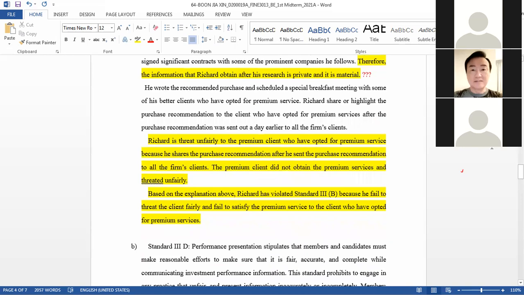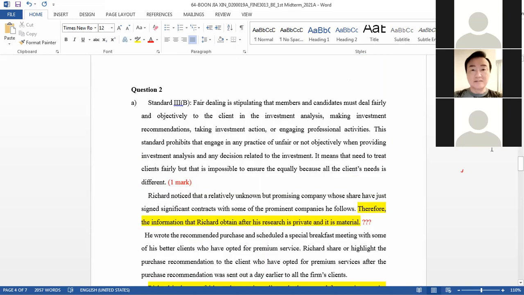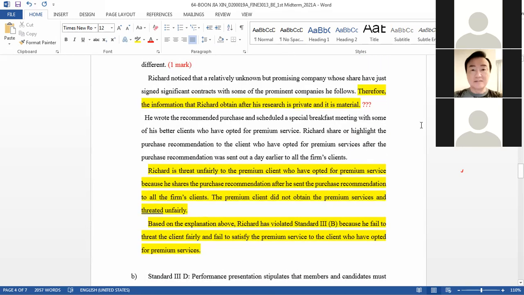Right. So basically, your question 2, you've only got 1 mark because you got it completely wrong. Right. You take note of this. Threat unfairly, right? It should be treat, T without a H. Threatened. Right. You got this completely wrong. So that's why you only got 1 mark.